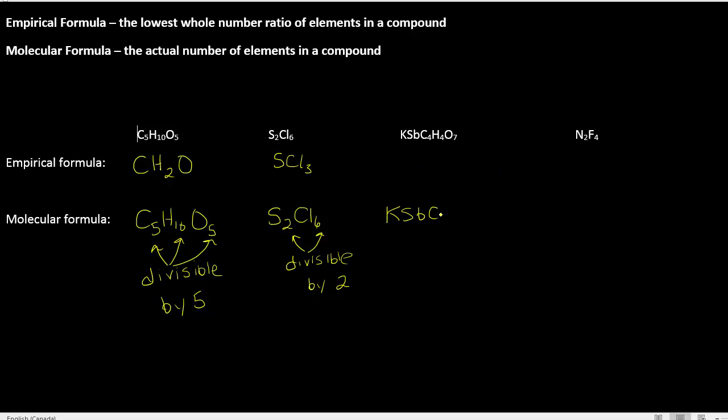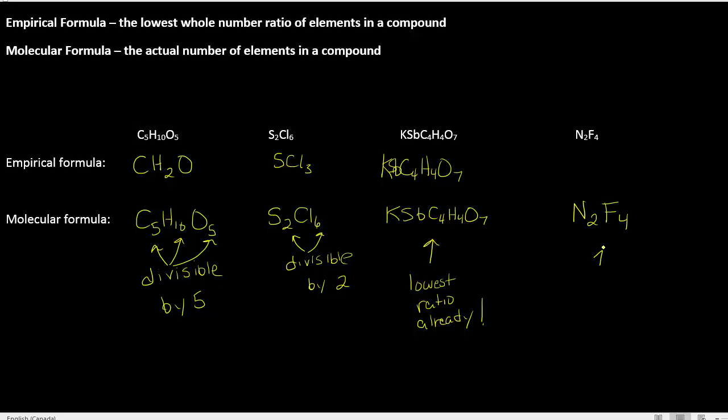One of our compounds today from the lab was KSBC4H4O7. But I look at this molecular formula and I can't further divide or simplify this formula. This is already the lowest ratio of all of the elements in this compound. So in this case, the molecular formula and the empirical formula are the same. So I would just rewrite this here exactly as it was.